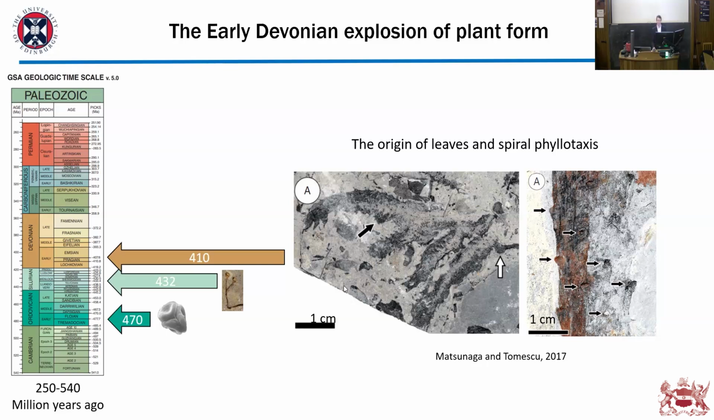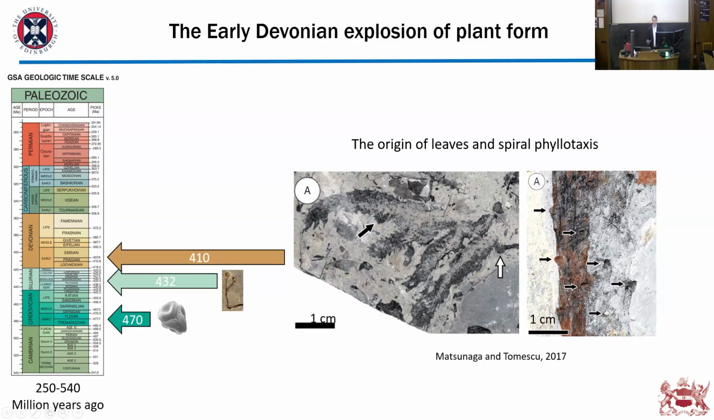This is a coaly compression fossil described by Matsunaga and Tomescu of an early lycopsid. And what you can see are these little spiny leafy structures, or leaves, on the outside of this stem. And it's the first time we can actually find clear evidence of spirals in the fossil record. You can see they've marked on the spirals here. You can see the consecutive connections of these leaves.